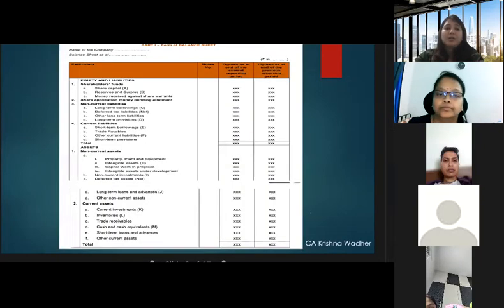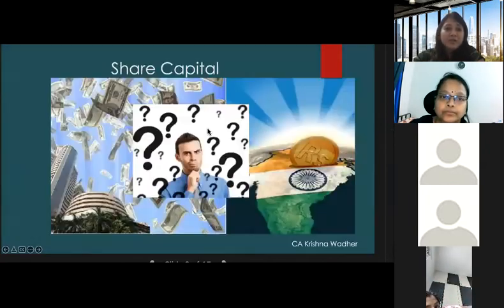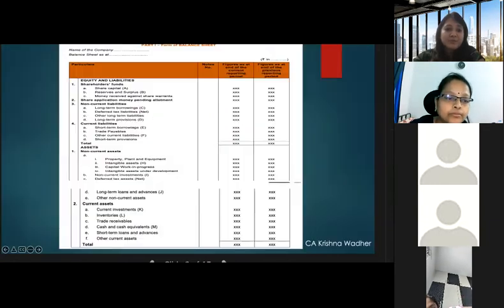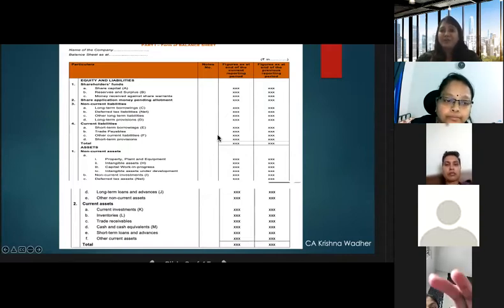So now we will talk about how a balance sheet looks. I am assuming that everyone is able to see my screen. I'll just try to zoom it. No, I'm not able to zoom. Yeah, it's not very clear. We can zoom at our end, Krishna. Okay. Yeah. Okay. Thank you so much.